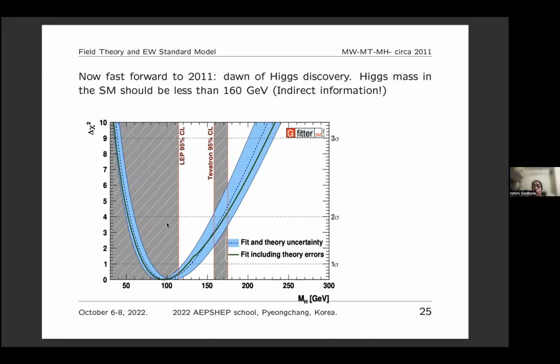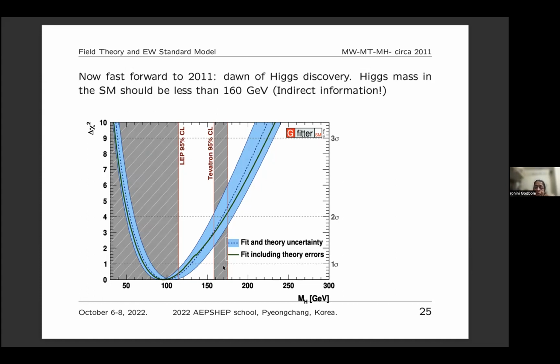But LEP was also looking for the Higgs directly, that is e+ e- going to ZH, and that was not observed at LEP. So LEP had entirely ruled out this value for the Higgs mass, and this was already done in 1992, and that was here. 114 or 115 GeV was the limit here.